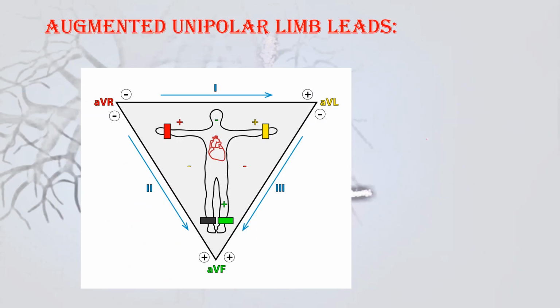In this picture you can see the augmented unipolar limb leads. AVR is negative, and AVF is positive, and AVL is positive and negative. So this is a triangle called Einthoven's triangle, that is the connection between the standard limb leads as well as the unipolar limb leads, which forms a triangle. The heart will be at the center of this triangle, which is called Einthoven's triangle.